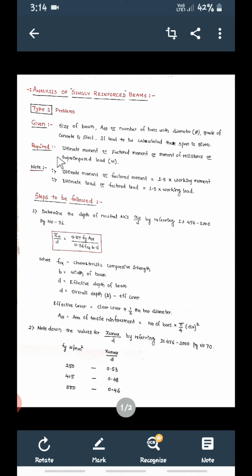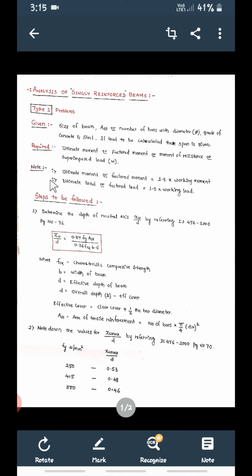Then what they're going to ask, what we're going to find out. So in one case, you need to find out the ultimate moment or factored moment or moment of resistance, or superimposed load. So either you need to calculate moment of resistance, that is Mu, also called ultimate moment, or moment of resistance, or factored moment, Mu will be calculated, or load they're going to ask. Sometimes they're going to ask the load.